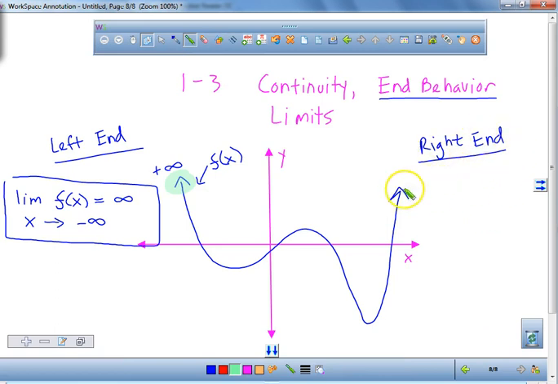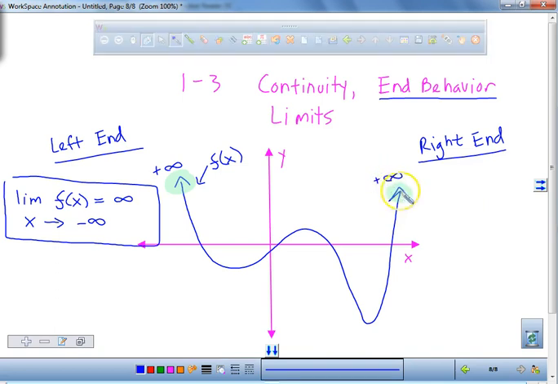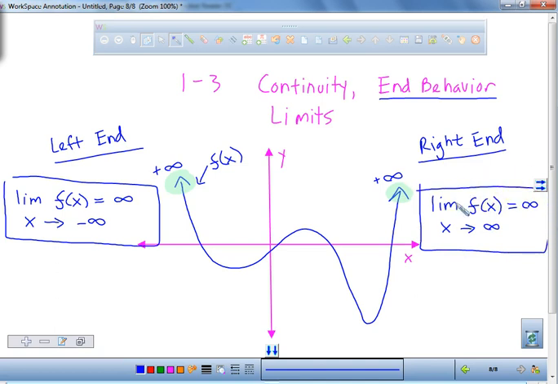So what about the right end behavior? Where are we heading on the right end behavior? Once again, we're heading to positive infinity over here. See how it's going up? So we're going to say the limit of f of x is going to positive infinity as x approaches positive infinity. So as the x values are going to the right, towards positive infinity, the y values are also going up. That's the limit of this function. It's going towards positive infinity. And that's what's known as the right end behavior.